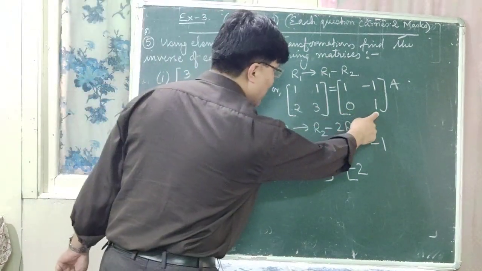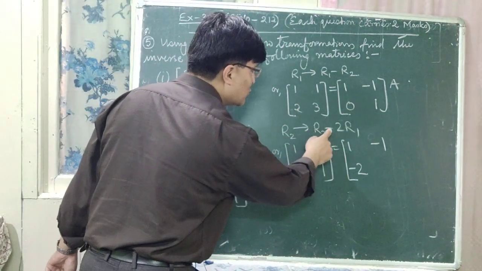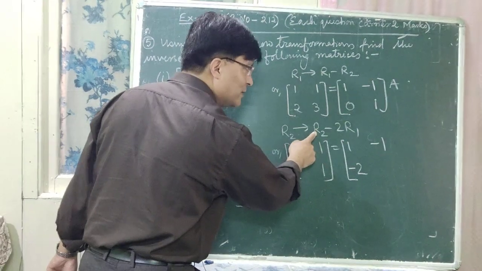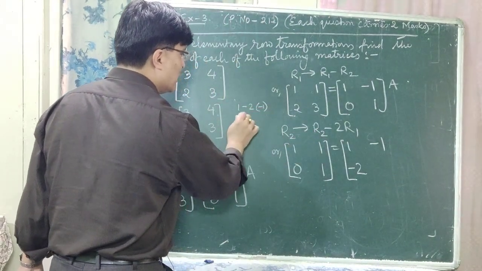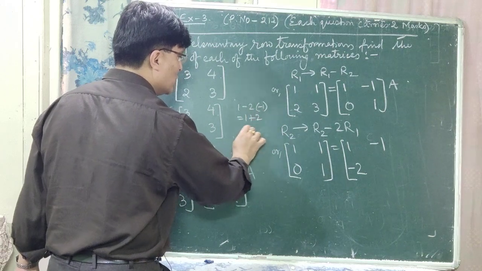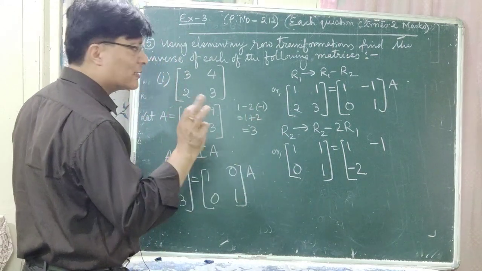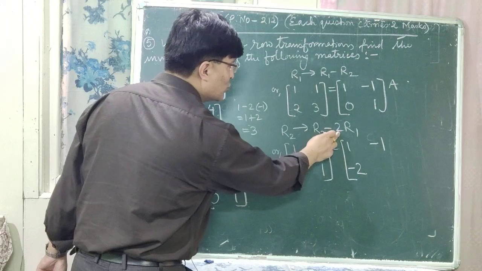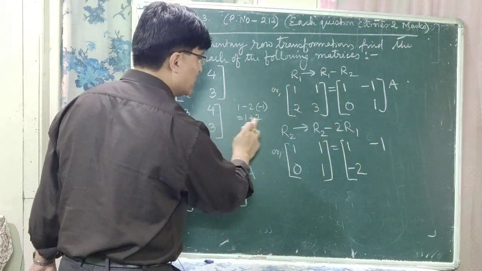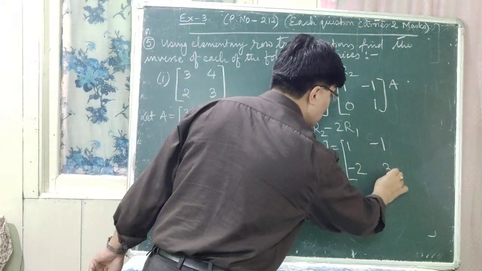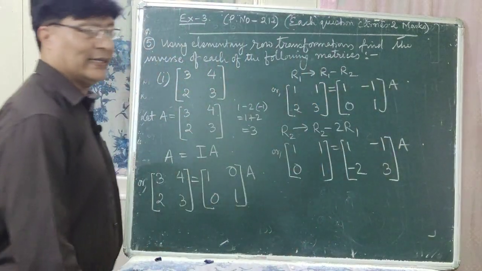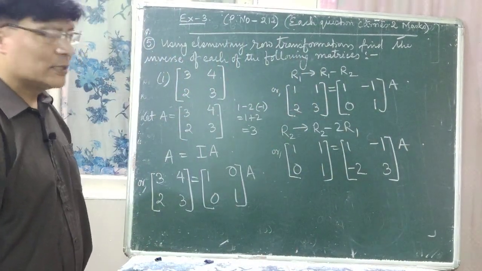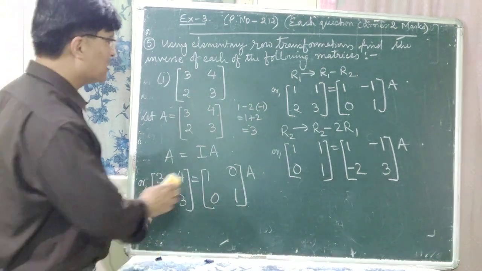Next, there is 1. So 1 minus 2 into minus 1. This is your 1 minus 2 into minus 1, which is equal to 1 plus 2, which is equal to 3. Is that clear? 1 minus 2 into minus 1. That means 1 plus 2 is equal to 3. And here it is capital E. So I think you have understood it.